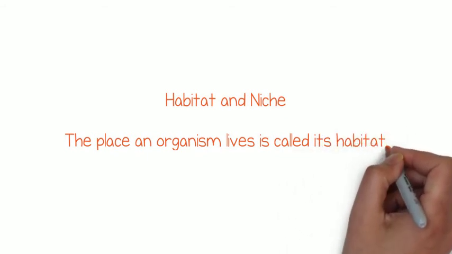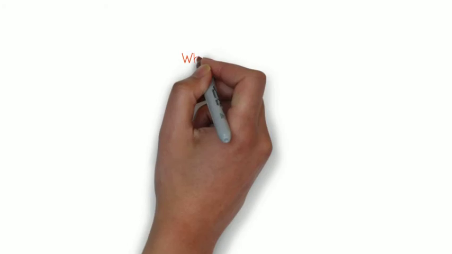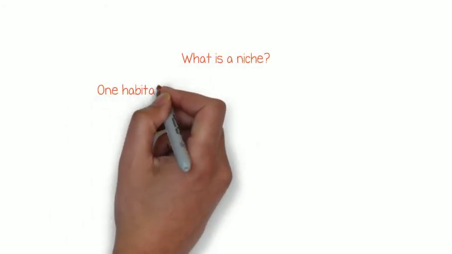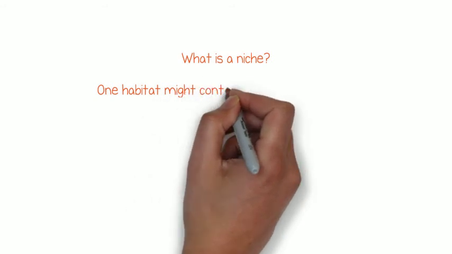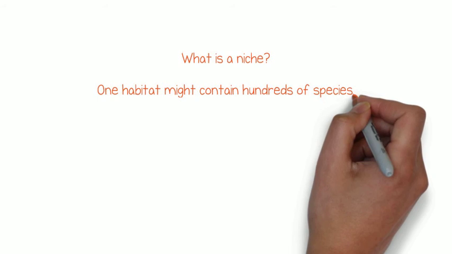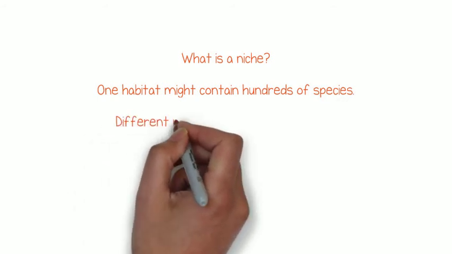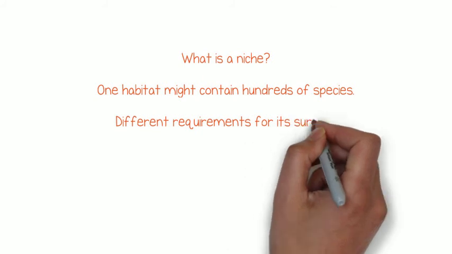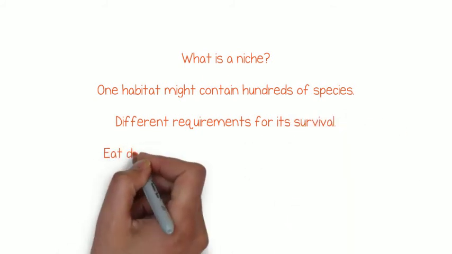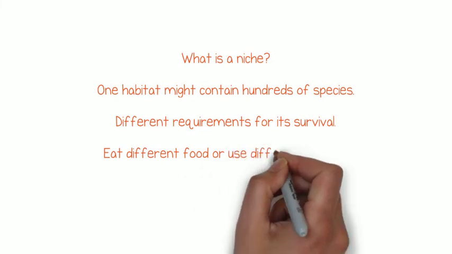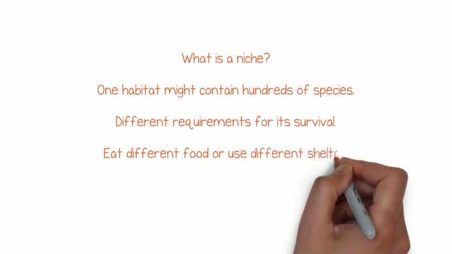What is a niche? One habitat might contain hundreds of species. You might think it's impossible for so many species to occupy one habitat. However, each species has different requirements for its survival. They all eat different food or use different shelter. Each species has its own niche, or role in the environment: how it obtains food and shelter, cares for its young, and avoids danger.